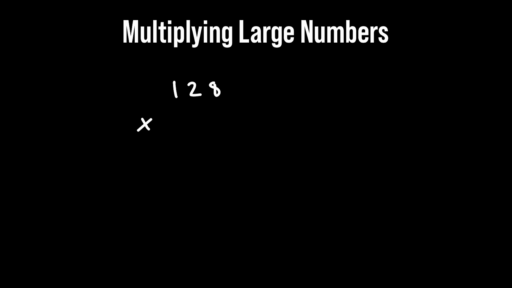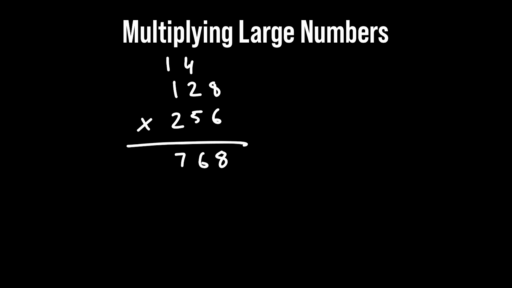Lastly, let's multiply two 3-digit numbers together. 128 times 256. All right, so 6 times 8 is 48. 8 goes here, 4 goes there. 6 times 2 is 12 plus 4. 12 plus 4 is 16. 6 goes there, 1 goes there. 6 times 1 is 6, plus 1 is 7.